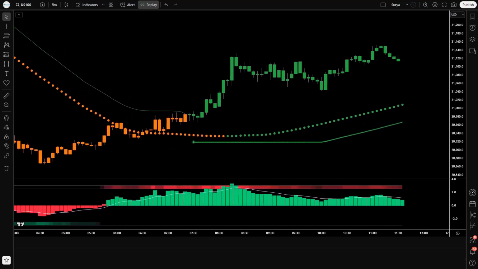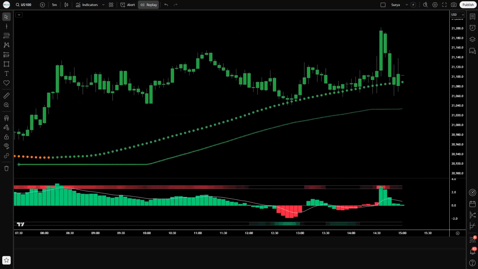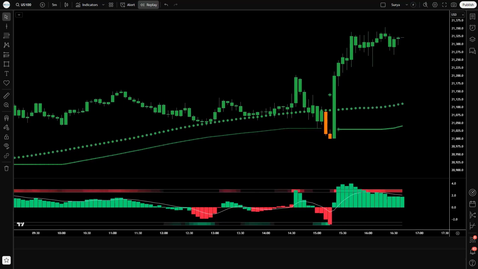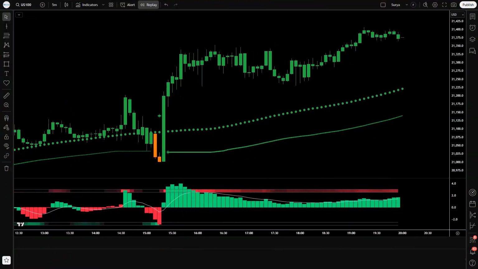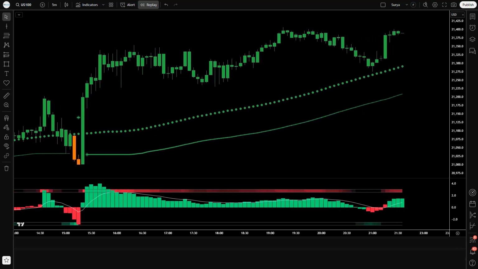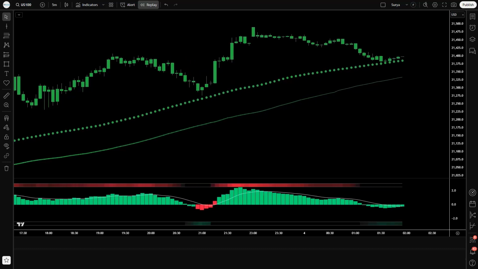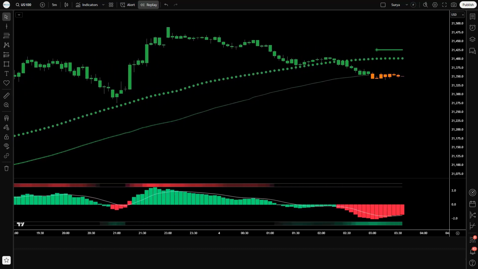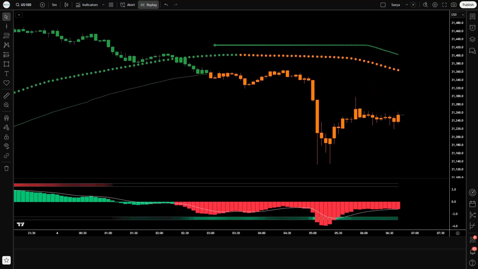Today, we are diving into the Savitzky Flow Bands indicator, a powerful tool available on Tradingview that can enhance your trading experience. And you can also make profits in trading. But for this you have to learn trading, stay disciplined, avoid overtrading. Whether you are an experienced trader or just starting out, understanding how to use this indicator can give you a competitive edge in the markets.